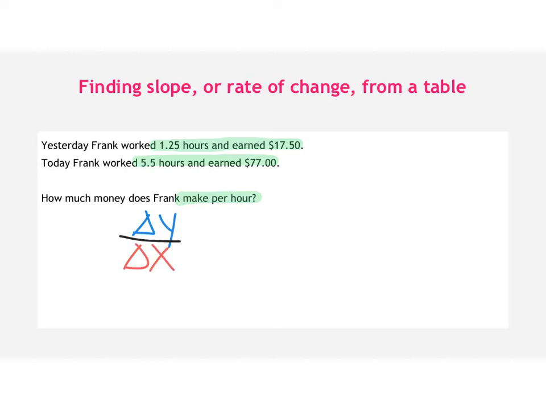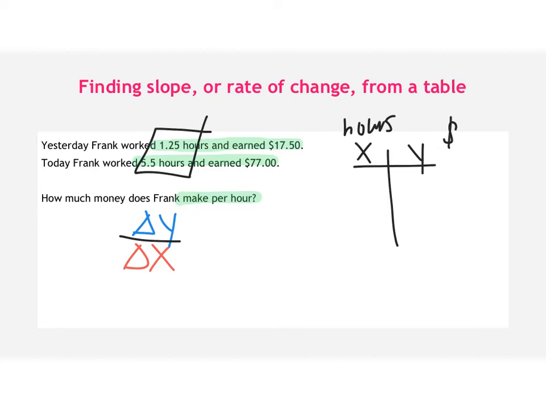Well, we weren't given a nice little table here, but we can certainly create one, right? So our hours, time is almost always your x variable. So our hours is going to be x. And then y is going to be the amount of money that he's earned. So let's put that in. So we know that 1.25 is our x value when the y value is $17.50. And then we know that 5.5 is our x value when we have $77.